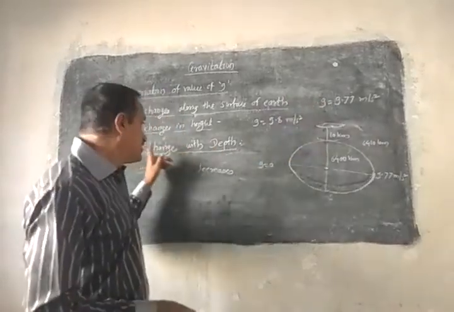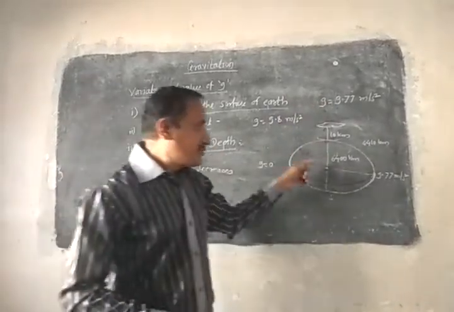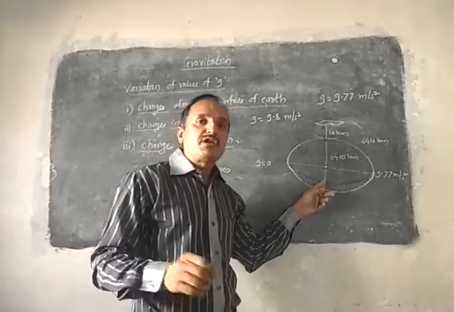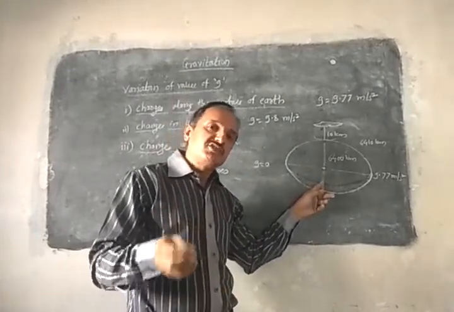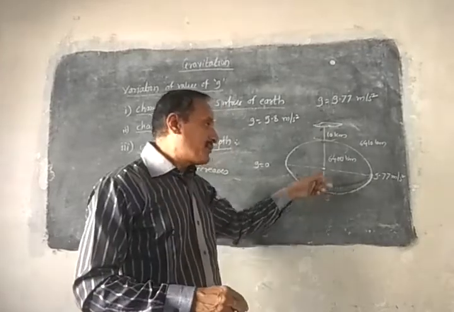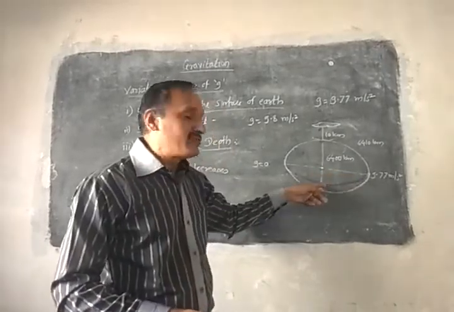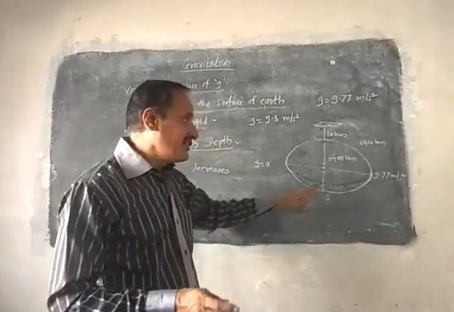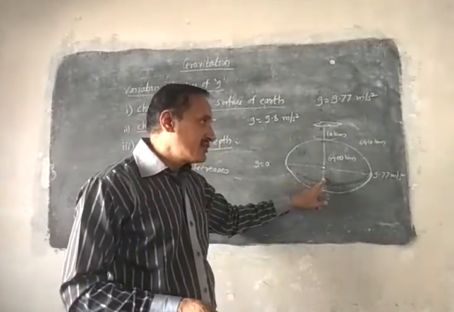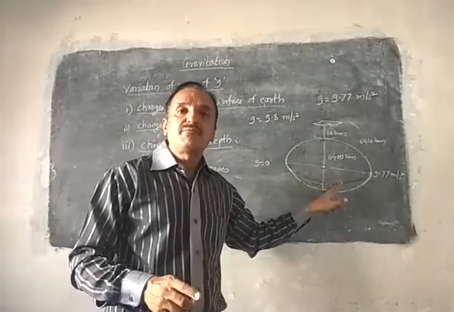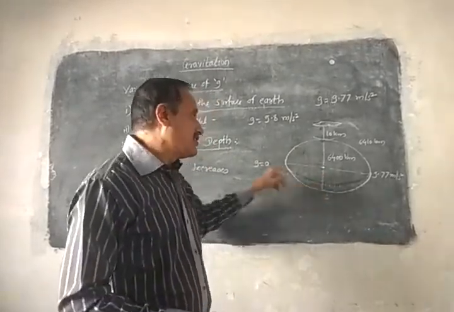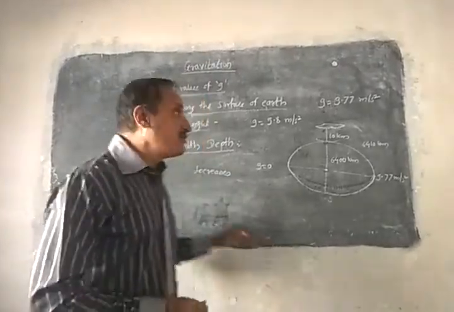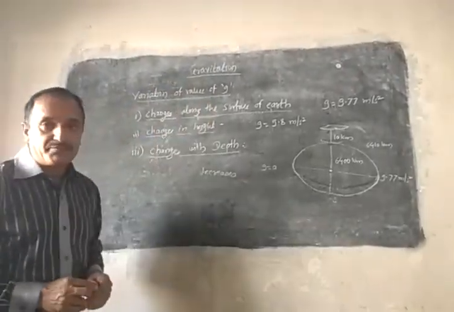In the same way, it changes with depth. If the object goes down below the surface, the gravitational force decreases, no doubt, and the mass of Earth also decreases because of the combined effect. So with decreasing gravitational force and decreasing mass of the Earth, the value of small g also decreases. This is about these three factors.